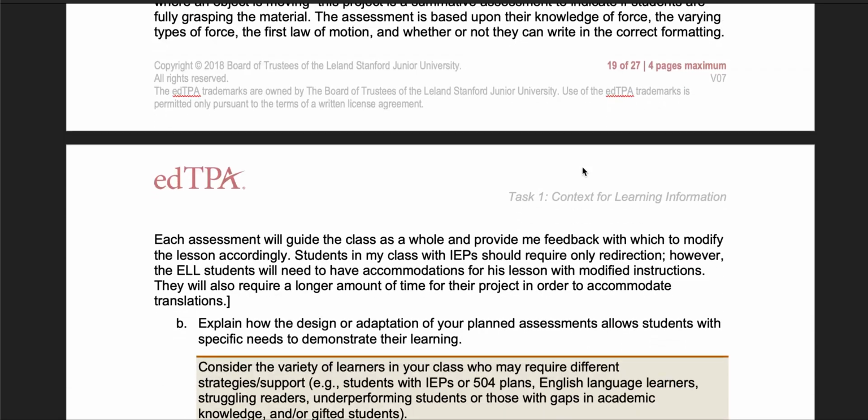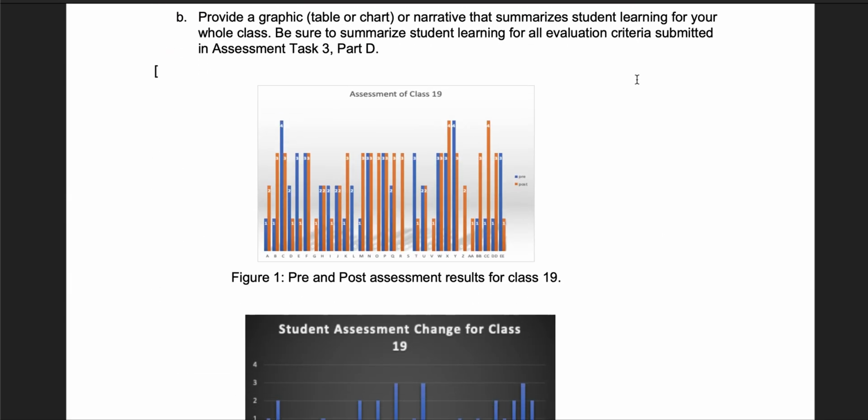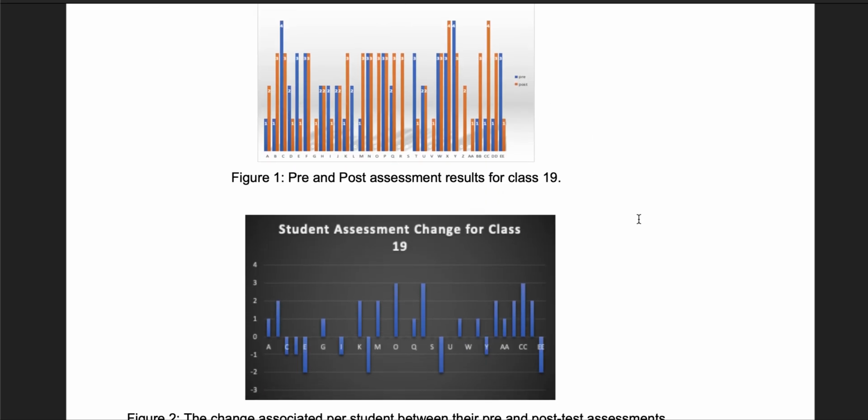Continuing on through the instruction, this is our assessment commentary, for which I took all of the data. This shows their pre and post, so I would add that pre-assessment and do it again at the end of class as well. The blue is your pre, how well they did. The orange is the post. The majority of the class shows an increase in their assessments, so it shows supporting evidence that the class learned something.